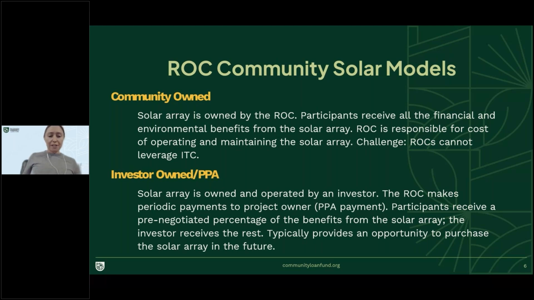The investor-owned or power purchase agreement model, I think most people are probably familiar with this who are on this webinar, but that is where an investor owns the solar array and there'll be a power purchase agreement between the resident-owned community, so the cooperative, and the investor. The benefit of this model is that the investment tax credit can be leveraged. However, what we've found from experience is that scale matters with a PPA, and for some of our smaller projects, we don't get a lot of interest from investors wanting to do a PPA model.